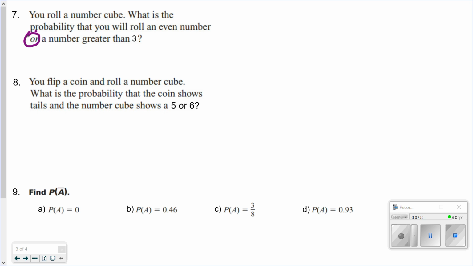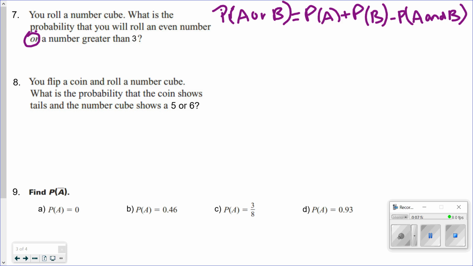So I need to use my equation. Probability of A or B is equal to the probability of event A plus the probability of event B minus the probability of event A and B. All right, so event A is rolling an even number. So what's the probability of rolling an even number? It would be 1/2 or 3 out of 6.